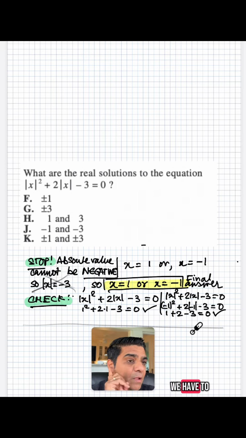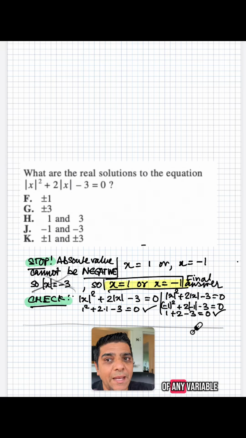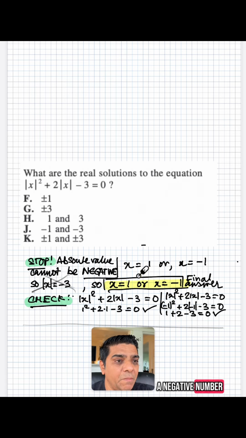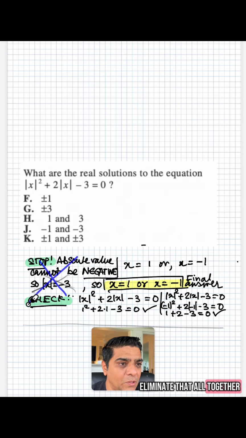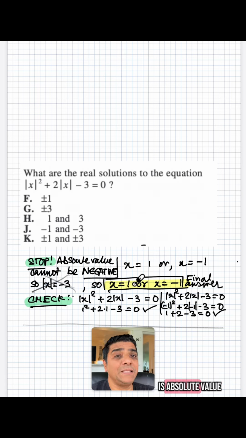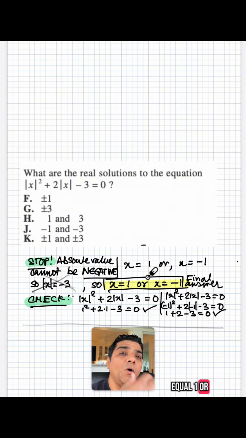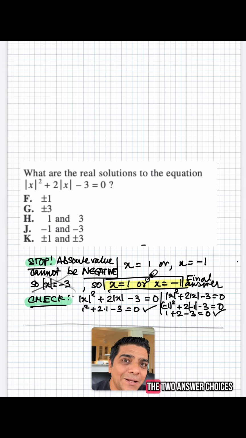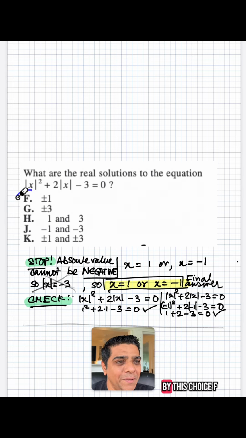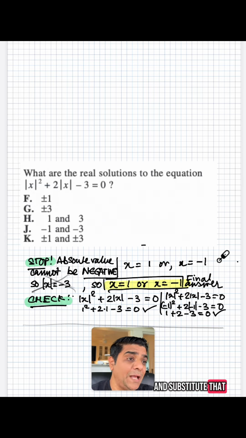We have to always remember the absolute value of any variable can never be a negative number. So we can go ahead and eliminate that altogether. The only thing that we are left with is absolute value of x equals 1. So when we solve for x, we get x equals 1 or -1. Those are the two answer choices, and that's given by choice F. So that is the correct answer, plus or minus 1. If you want, you can substitute that into the original equation and check your answer to make sure it's correct.